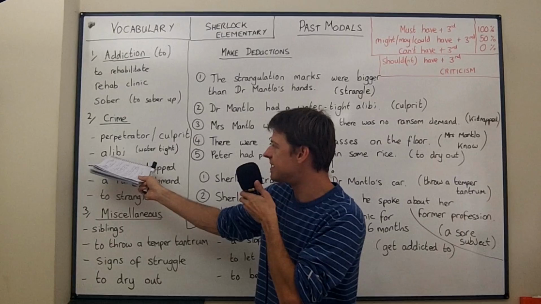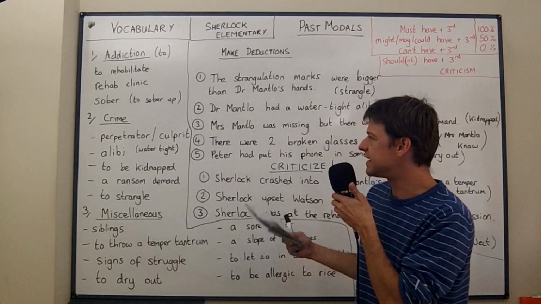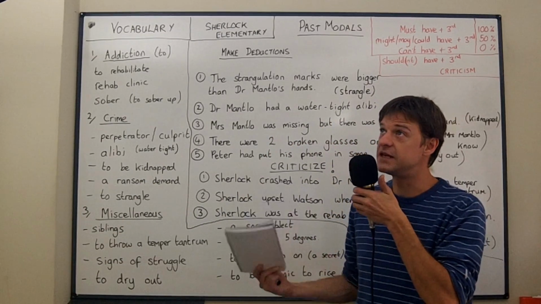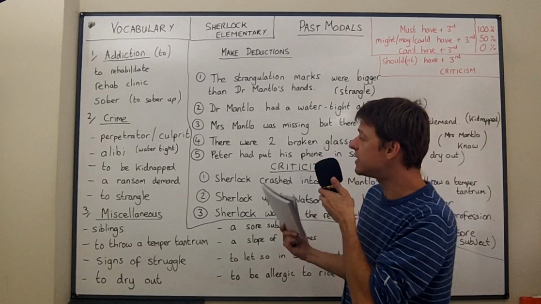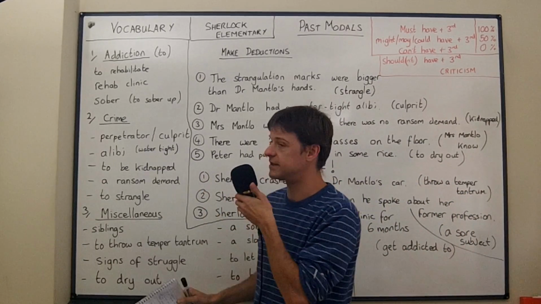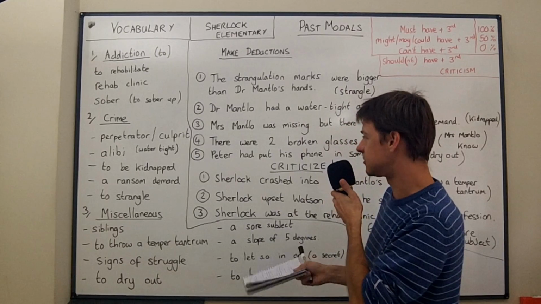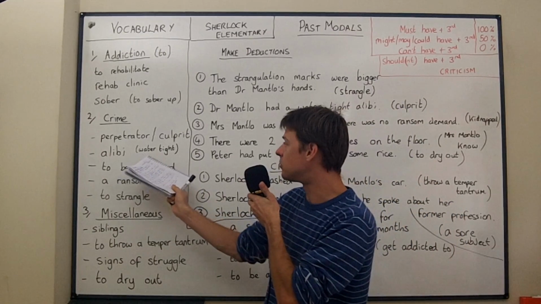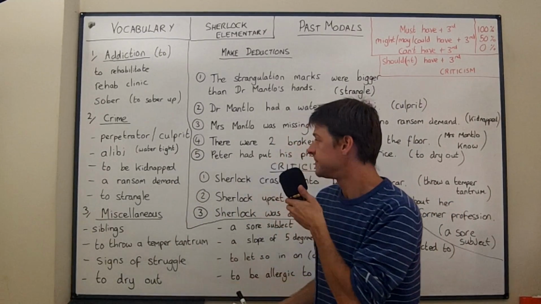You also hear the word alibi very often. Alibi is a story, a reason, a justification of why you can't have been the culprit, why you can't have committed the crime. And they often speak about a watertight alibi in these shows.